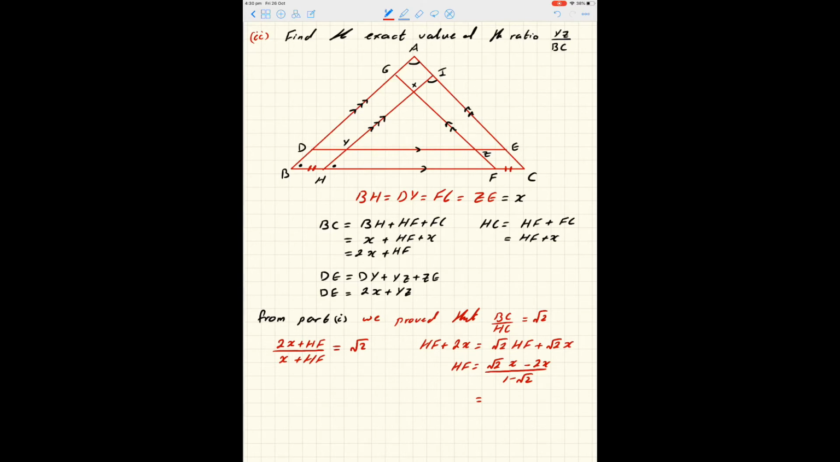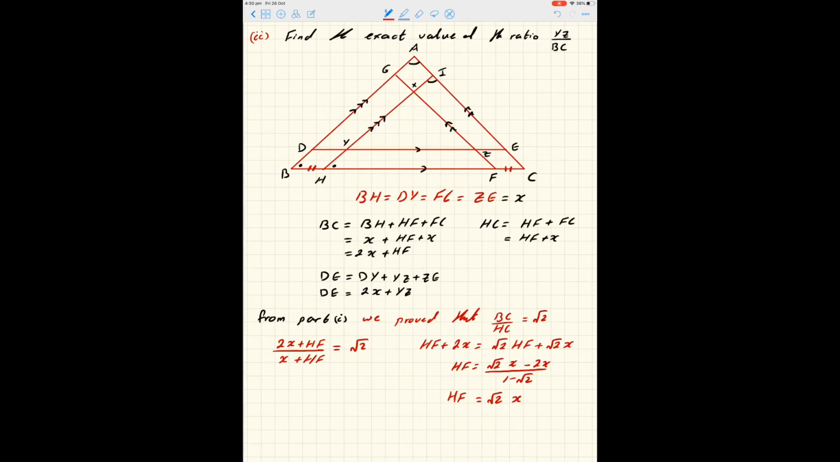So when you rationalize the denominator, you can get an expression for HF. So remember, you can rationalize, factorize first. After you factorize, you can rationalize, and when you do rationalize, you'll end up with the square root of 2x, as you can see there. Okay, that's HF. So now, HF is equal to the square root of 2x. Remember, HF is part of BC, and BC is made up of BH, which is x, HF, which we just worked out to be the square root of 2x, and FC, which is also x.